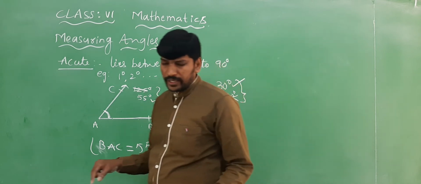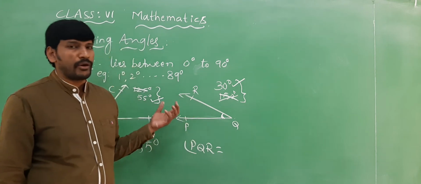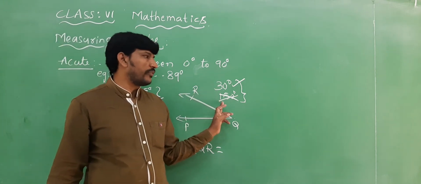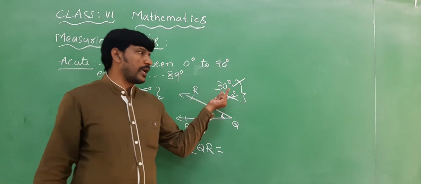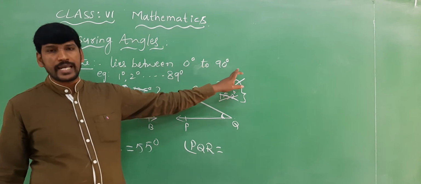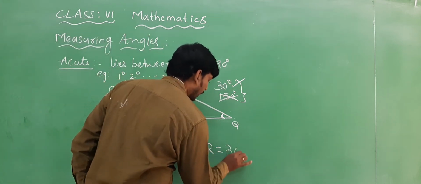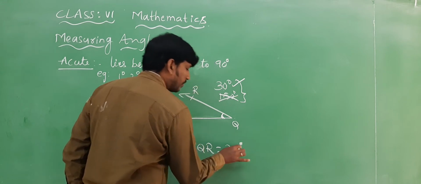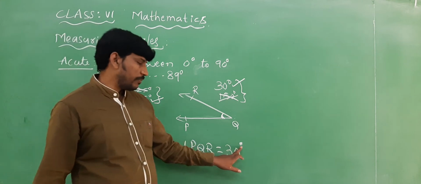So this is very important because most of the children get confused about which value to consider. Either they take 30 or 150. It depends on the given figure. It is an acute angle. The measure of an acute angle is always between 0 degrees and 90 degrees. Clear, children? So therefore angle PQR is equal to 30 degrees. So now what is this symbol called? That is a degree symbol. Right?